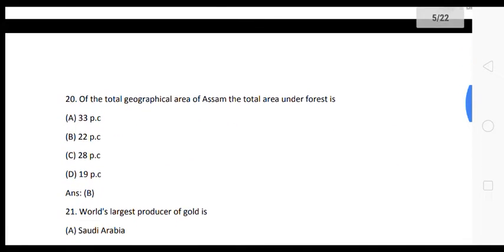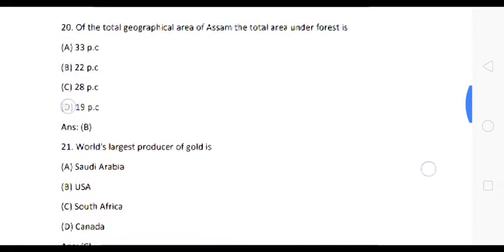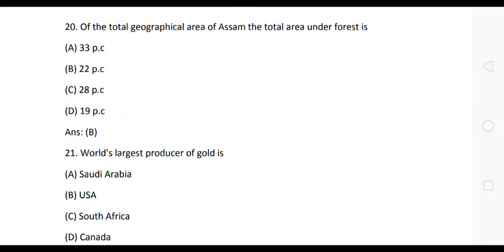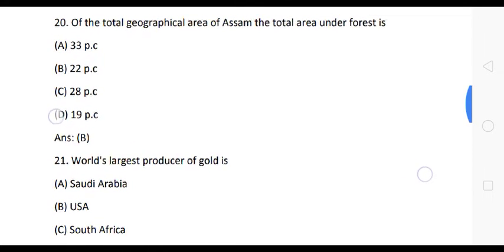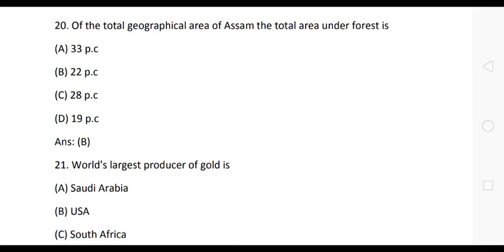The next question is, of the total geographical area of Assam, the total area under forest is, options are 33%, 22%, 28%, 19%. The correct answer is 22%.